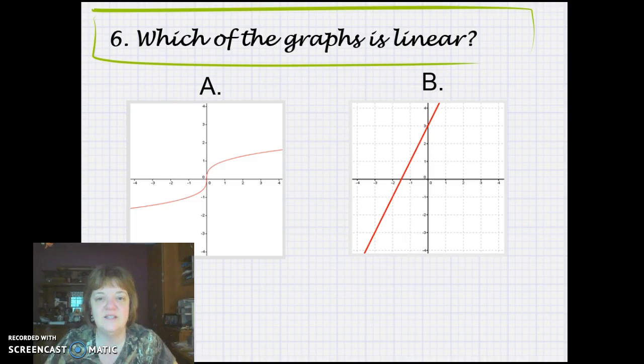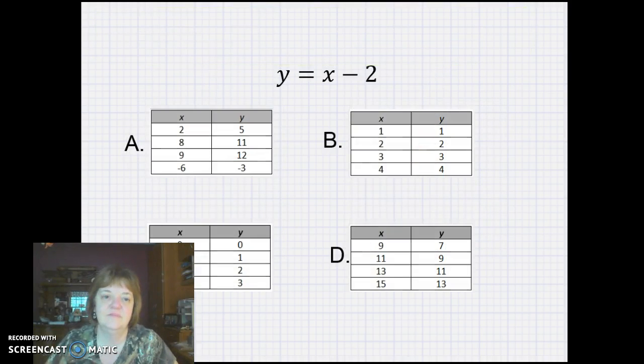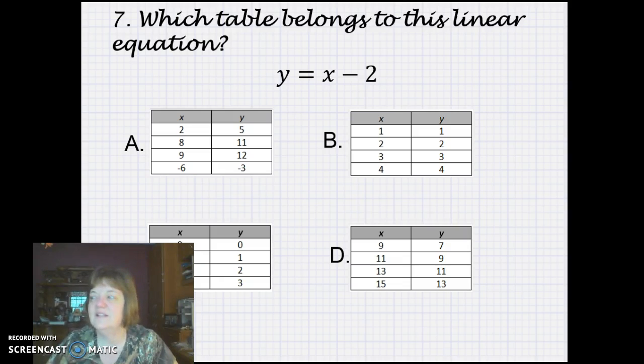Which one of these is a linear function? And last but not least of all your questions, which table belongs to that linear function?